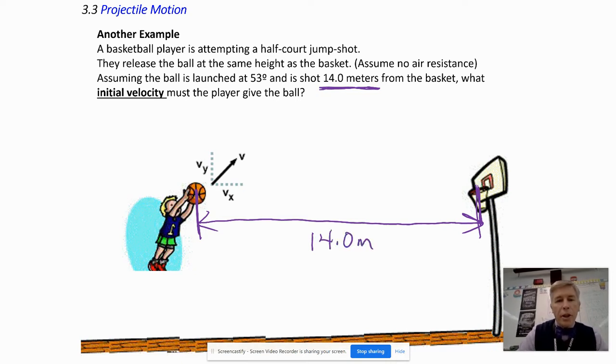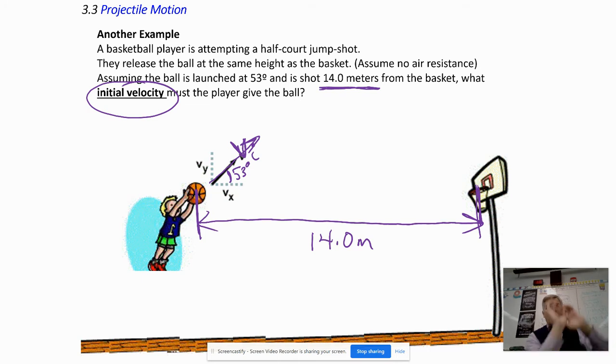Then they say that they launch it at a 53-degree angle. So the velocity of this thing is going like this. This angle right here is 53 degrees. Now, what I want to find is just called V, the initial velocity. In this picture it's labeled as V, but I'm going to call it Vi. I want that Vi.